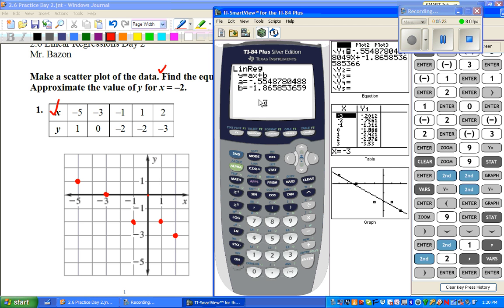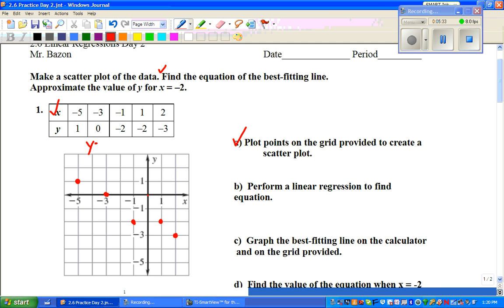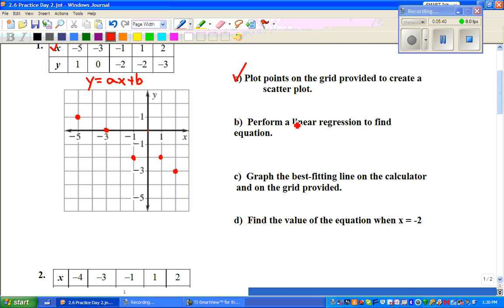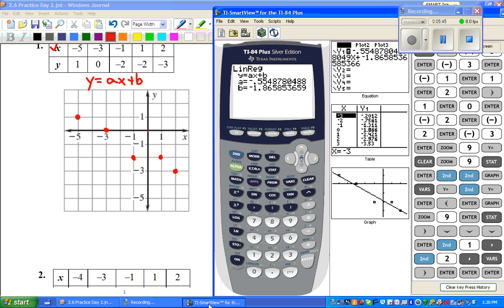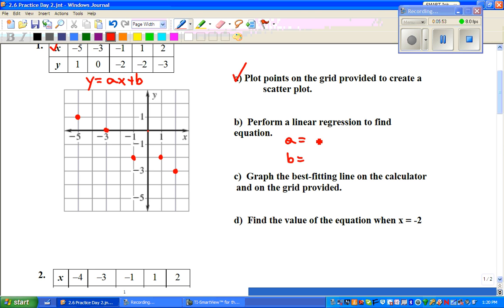And what pops up now is my a value and my b value. So I can see the equation of this line if we want to write it in y equals ax plus b. It says my a value and it says my b value. So let's go check those out. A value, I got negative 0.55, and b value, I got negative 1.87.